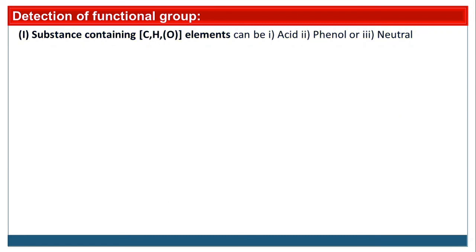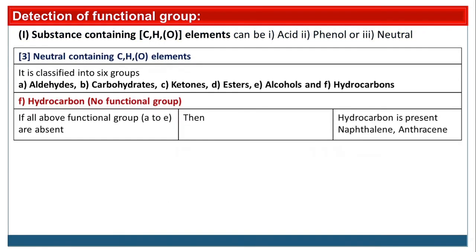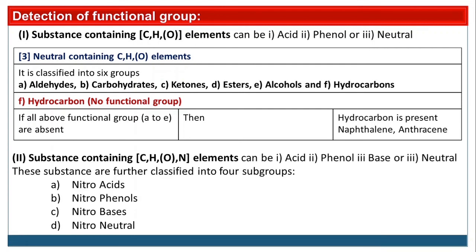Next test is for the hydrocarbons. Now hydrocarbons contain only carbon and hydrogen. If all the above tests like aldehydes, carbohydrates, ketones, esters and alcohols are absent, then you can say that if all the functional groups from A to E are absent, then hydrocarbon is present. So hydrocarbons like naphthalene, anthracene may be present.